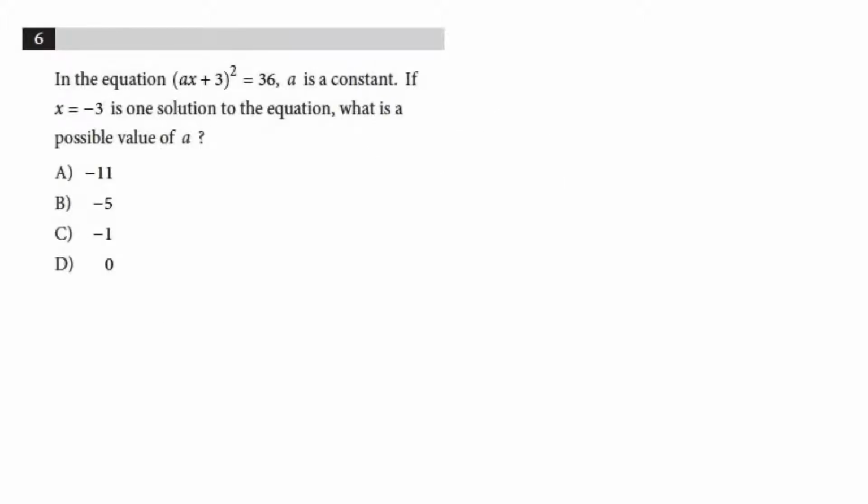6. In the equation (ax + 3)² = 36, a is a constant. If x = -3 is one solution to the equation, what is a possible value of a?